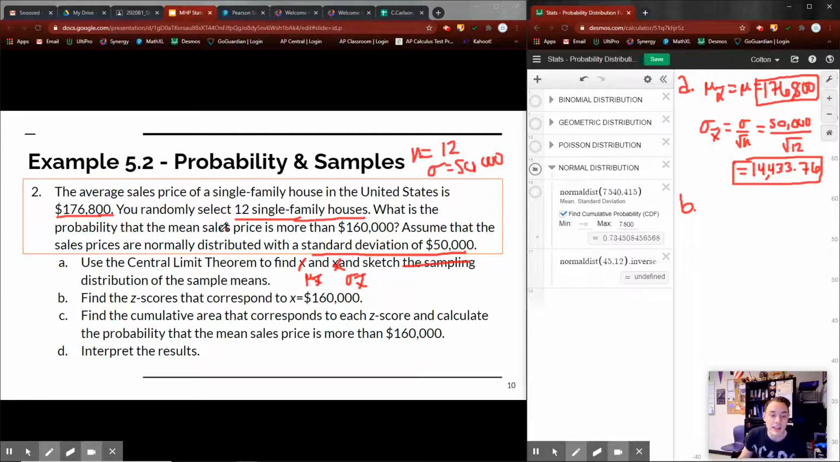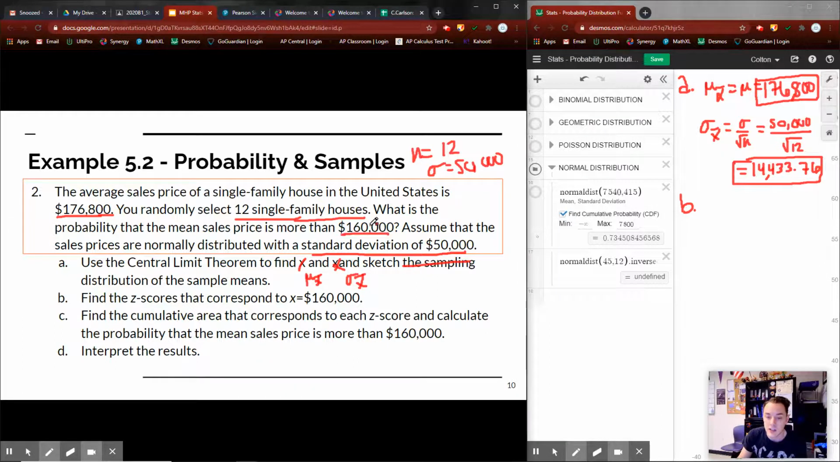Now, all of this is useless if I don't actually have fulfilled the central limit theorem. So let's read. What is the probability that the mean sales price is more than $160,000? Assume that the sales price is normally distributed. All right, so since it's normally distributed, my CLT, my central limit theorem, is in fact secure. So my population is normally distributed, which means my samples will be normally distributed. I don't need an n greater than 30, and I don't. It's 12.